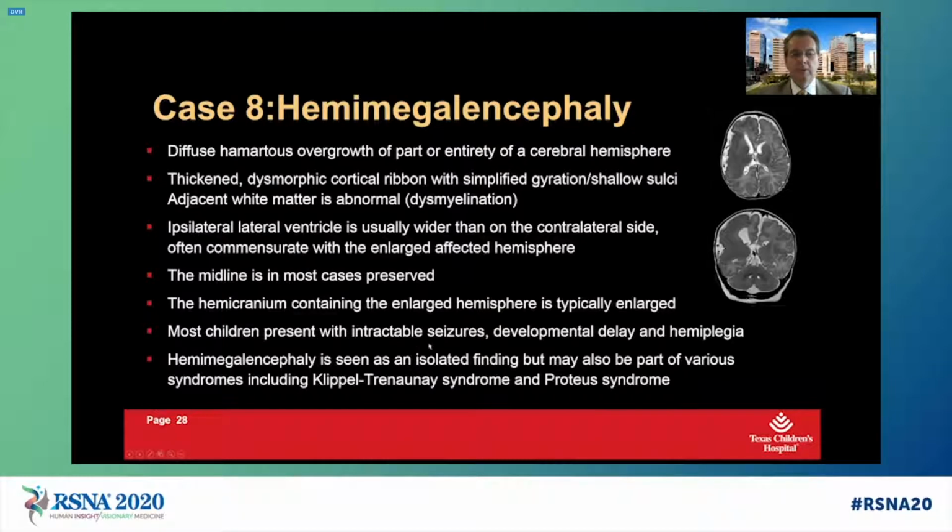Children may present with intractable seizures, developmental delay, and hemiplegia. And hemimegalencephaly may be isolated but also be part of syndromes, for example, Klippel-Trenaunay or Proteus syndrome.